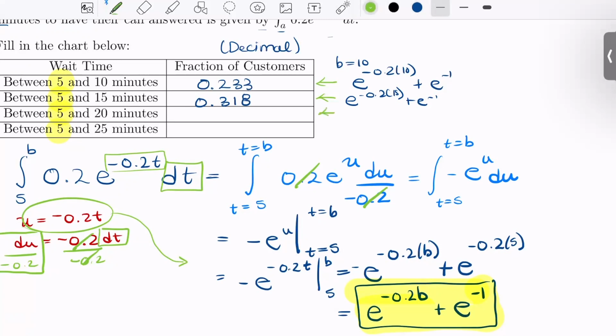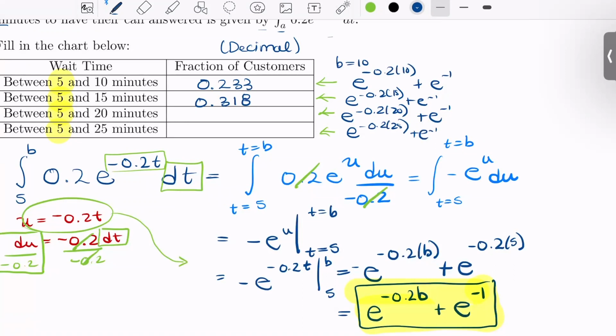All right, so continuing here. Now we let B equal 20. We just plug in B there. And then finally, our final interval, we're going to have B be 25. So e to the negative 0.2 times 25.